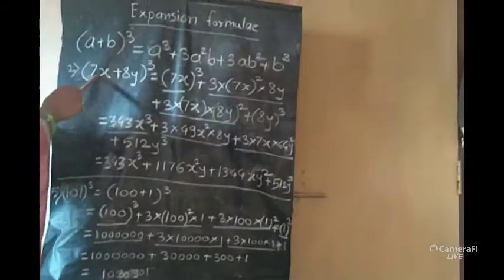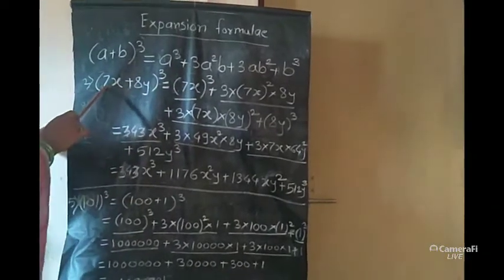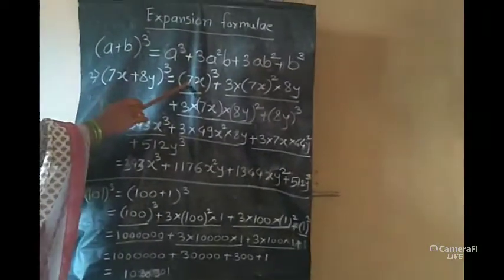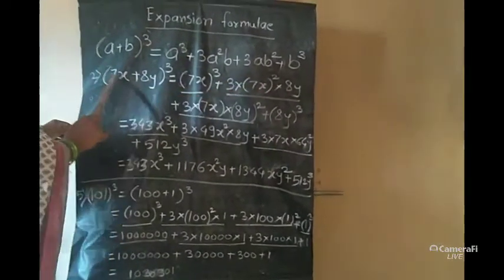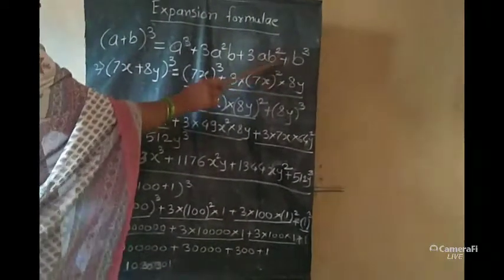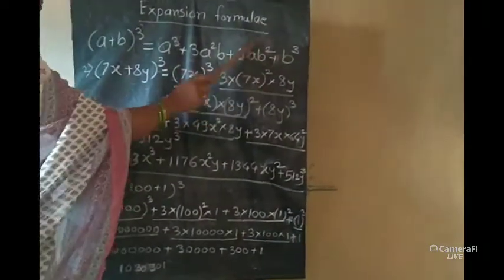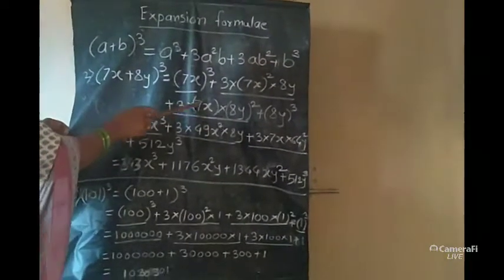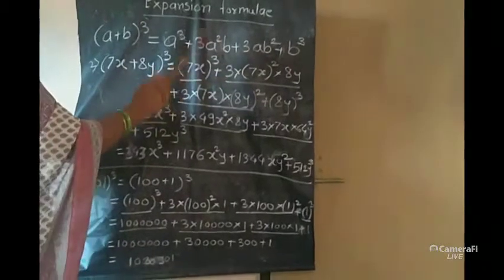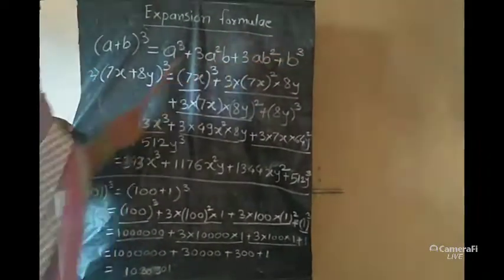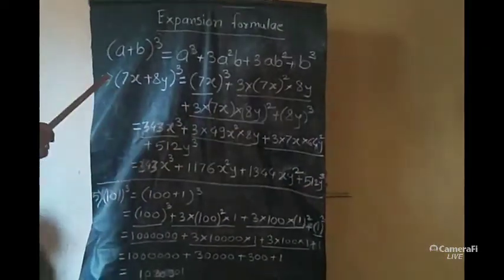Now we can see (7x + 8y)³ is equal to, first, a³. Here a means 7x, therefore it must be (7x)³ plus 3 into a², a² means (7x)², into b, b means 8y, into 8y. This is the second term. In the third term, plus 3 into 7x into (8y)². This is the third term, plus the fourth term is b³, that is (8y)³.